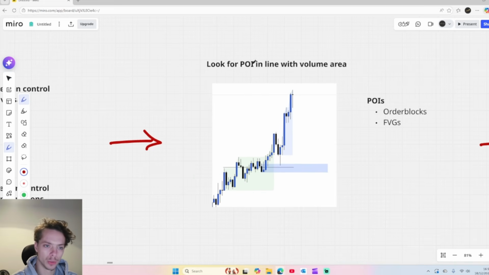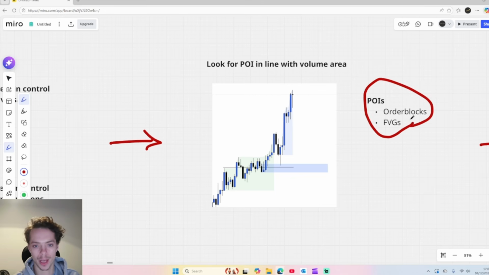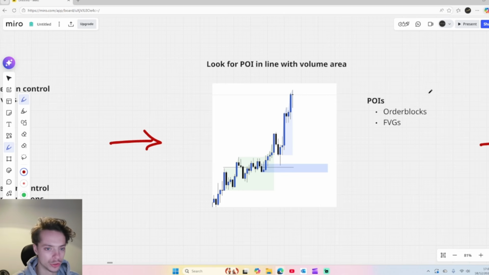So next, you want to look for a POI within the volume area. The points of interest we're going to be looking at are order blocks and fair value gaps. Everyone really should know what they are. If not, just do your own research, or just comment order block or fair value gap in the chat and I can do a video on them.